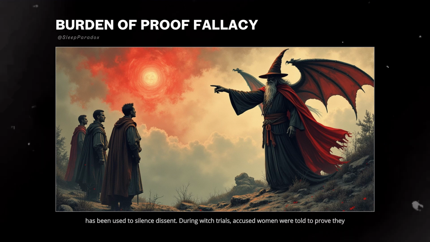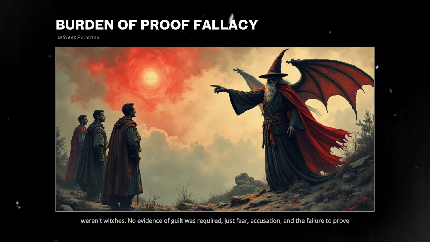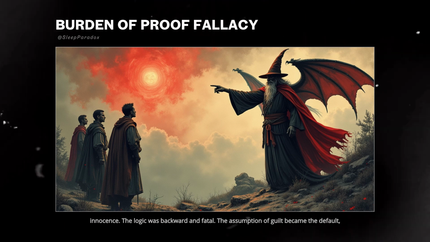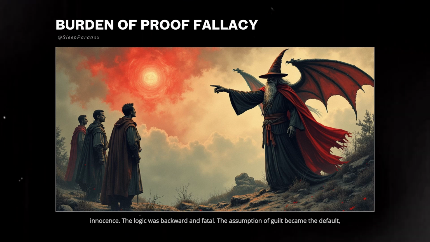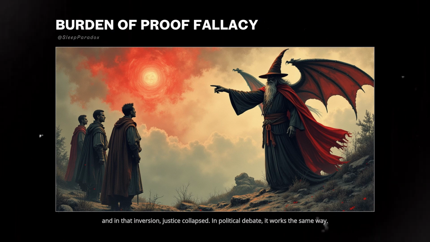Historically, this fallacy has been used to silence dissent. During witch trials, accused women were told to prove they weren't witches. No evidence of guilt was required, just fear, accusation, and the failure to prove innocence. The logic was backward and fatal. The assumption of guilt became the default, and in that inversion, justice collapsed.